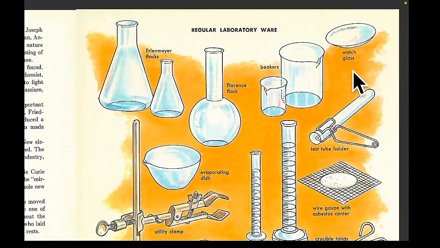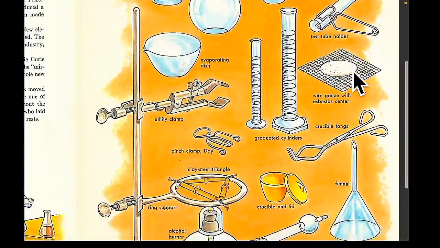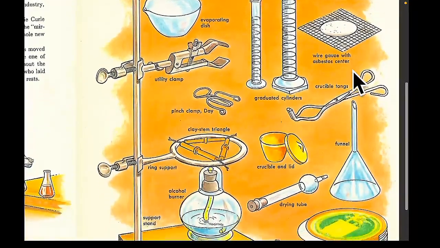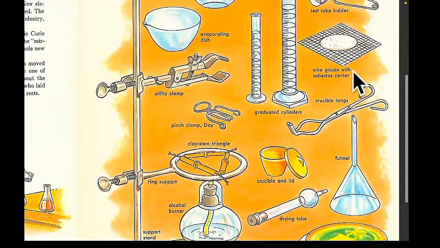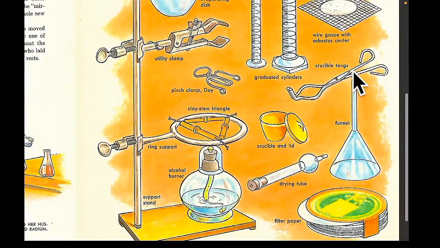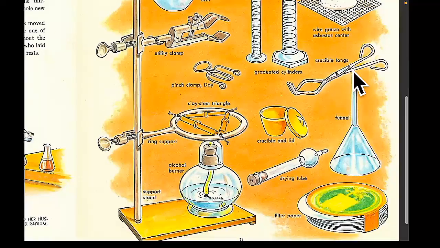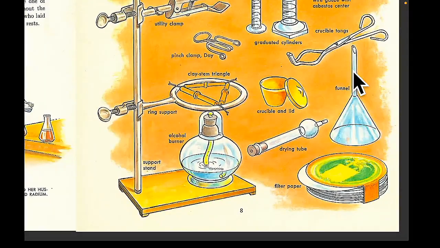Regular light, pure water. Aluminum flasks. Flask. Beakers. Washable glass. Test tube holder. Evaporating dish. Wire gauze with asbestos center. Graduated cylinders. Circular tongs. Utility clamp. Pinch clamp. Ring support. Stand. Alcohol burner. Crucible lid. Drying tube. Filter paper.